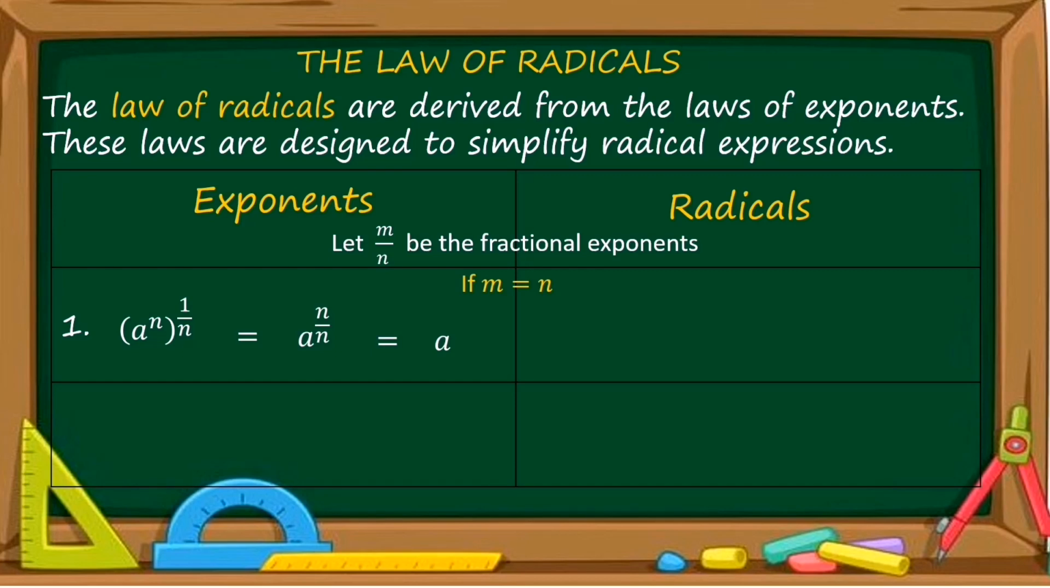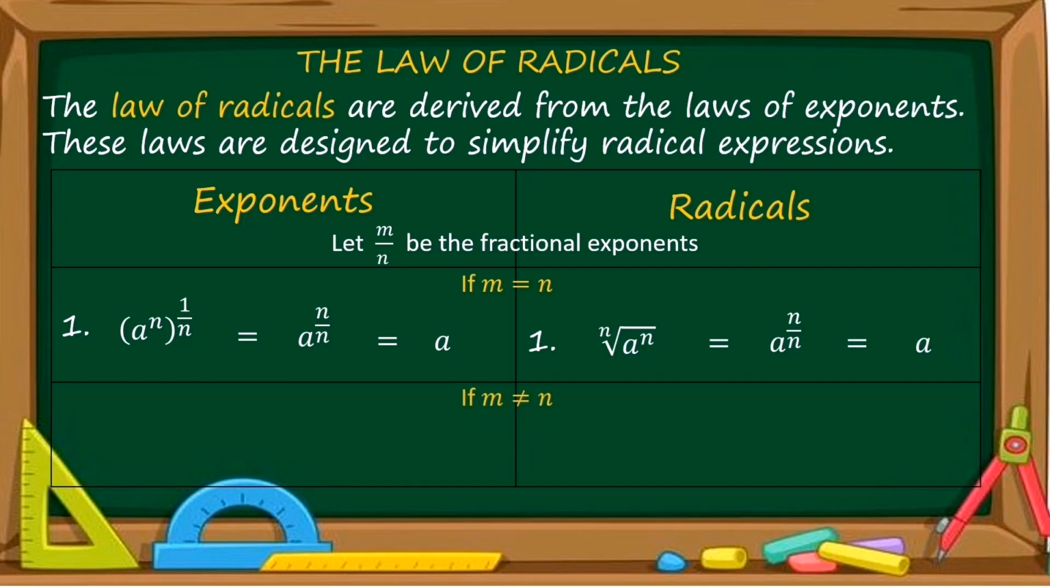What is its equivalent in radicals? As you remember, a raised to n over n can be written as the nth root of a raised to n. Therefore, it is equal to a raised to n over n. And lastly, it is equal to a.